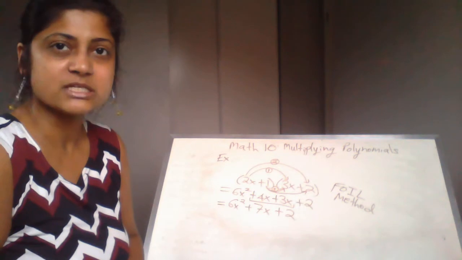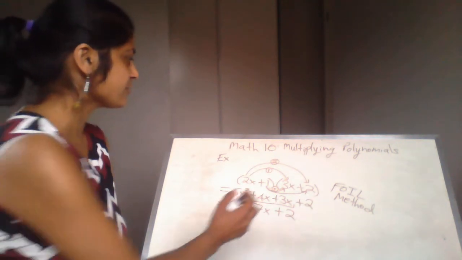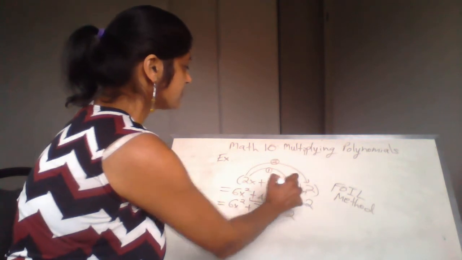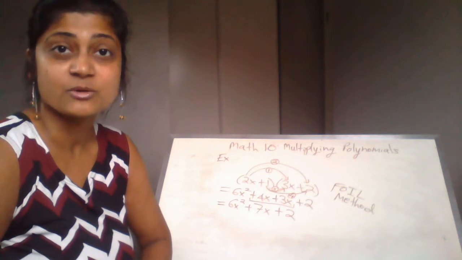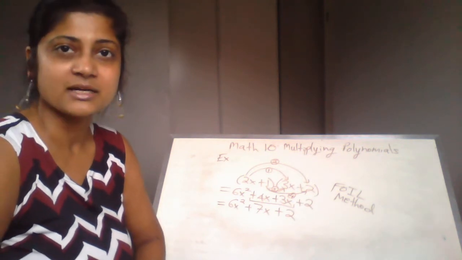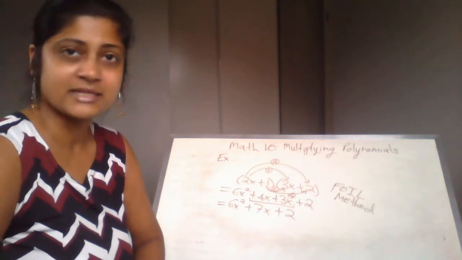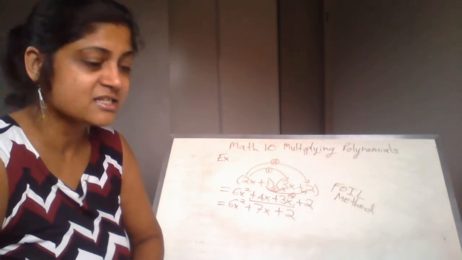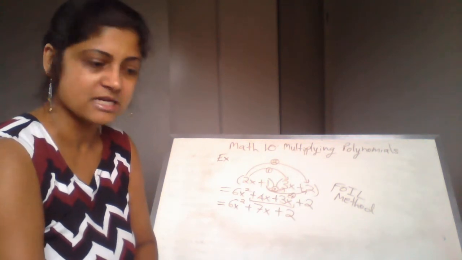And whenever you're using the FOIL method, make sure you're always multiplying in this order that we have right here. So I'm going to put number 4. And that way you won't mix up the two terms that you are multiplying. I always multiply each of the terms within this order. And again, make sure you're watching the sign that is in front of the number. So with that, let's try another example.